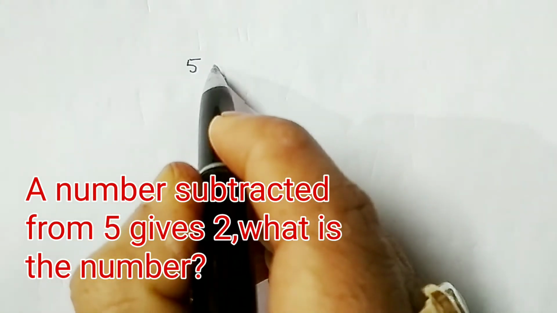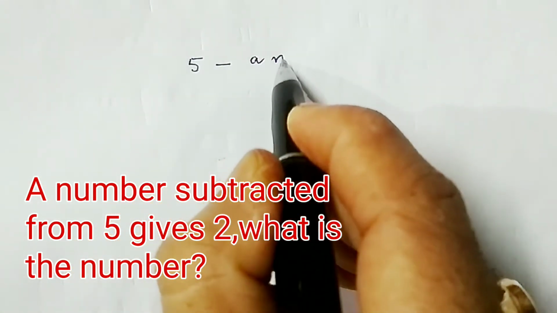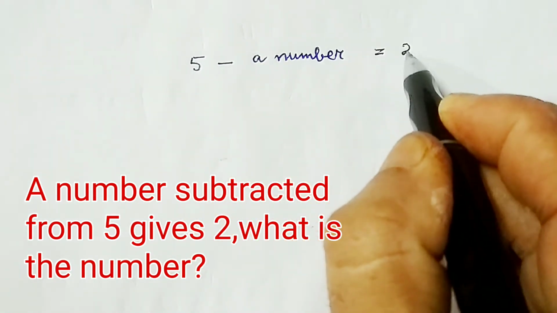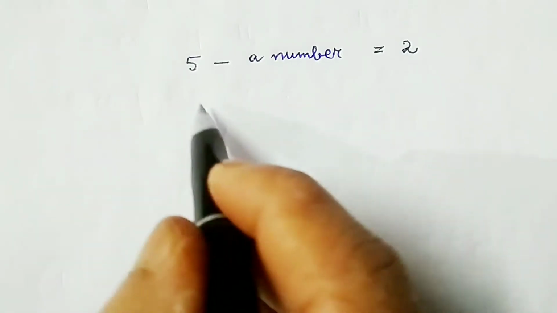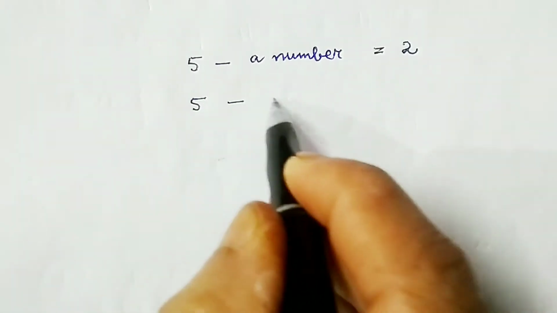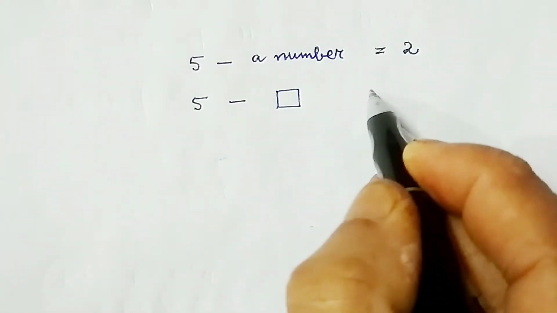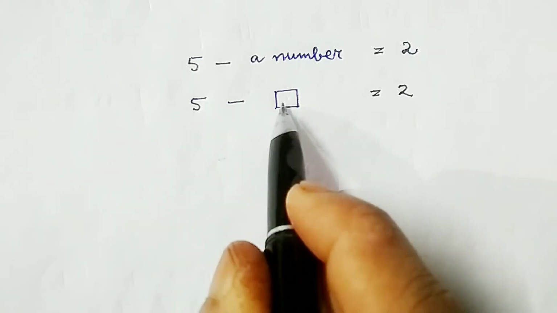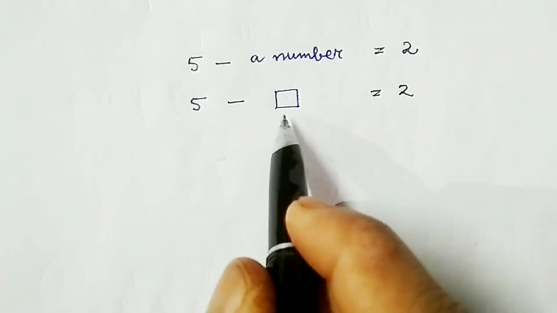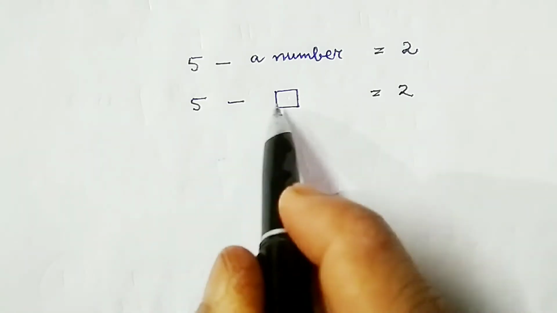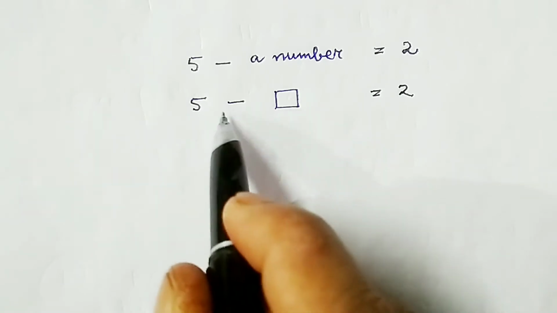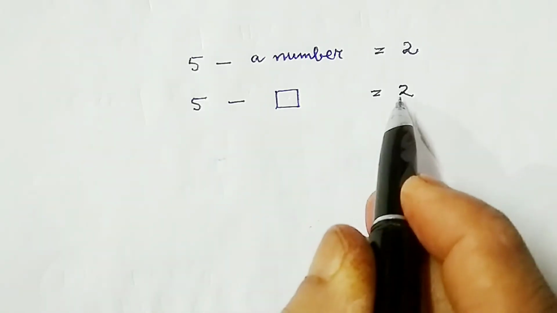Say another example. 5 I have written and I have subtracted a number from it. And after subtracting the number from 5, I got 2. What is that number? I can think like this: 5 minus box equals 2. Now you just think, 5 minus 1 is 4. So here it is 2, not possible. If it is 2, 5 minus 2 will be 3. Again it is not true. If I take 3 here, 5 minus 3, yes, 5 minus 3 is 2.